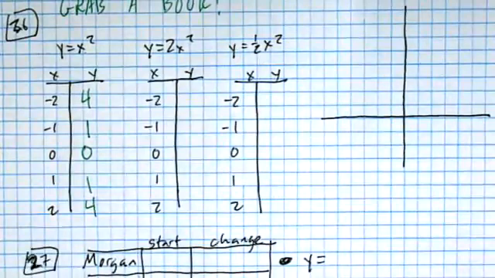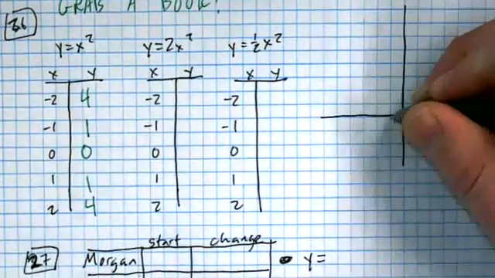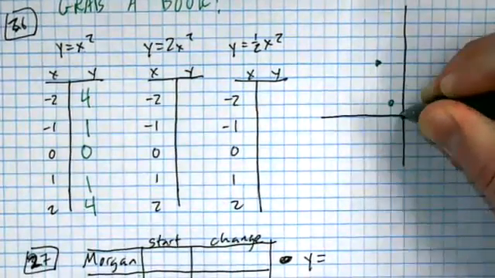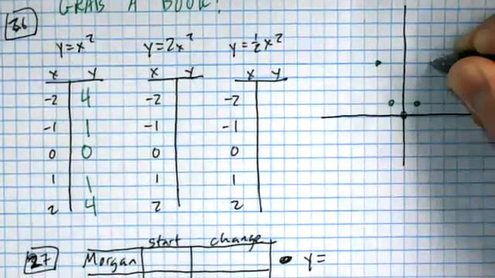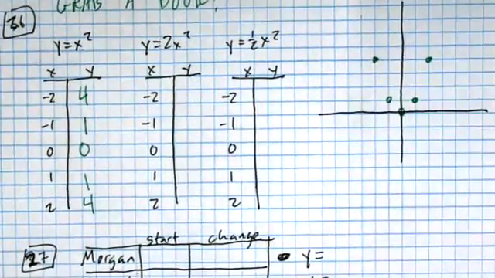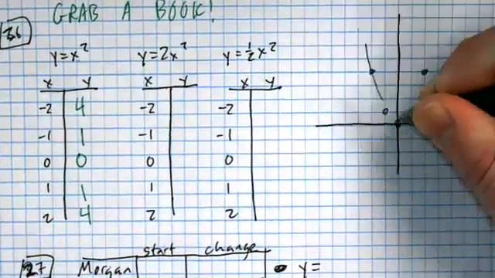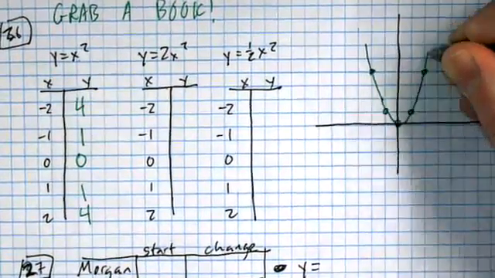And then we can graph those points. -2, 4. -1, 1. 0, 0. 1, 1. 2, 4. And that shape looks kind of familiar to me. Does anybody remember that P word? Thank you. This is a parabola.